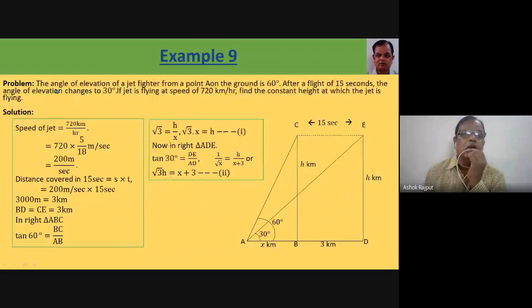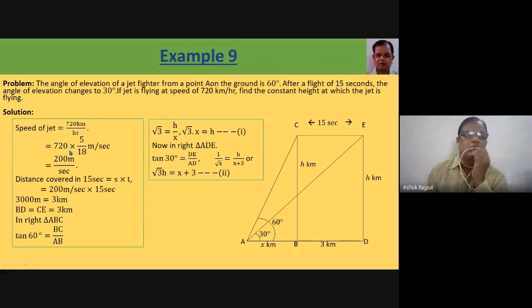Example 9. The angle of elevation of the jet fighter from a point A on the ground is 60 degree. After a flight of 15 seconds, the angle of elevation changes to 30 degree. If the jet is flying at the speed of 720 km per hour, find the constant height at which the jet is flying. The speed of jet is 720 kilometer per hour.